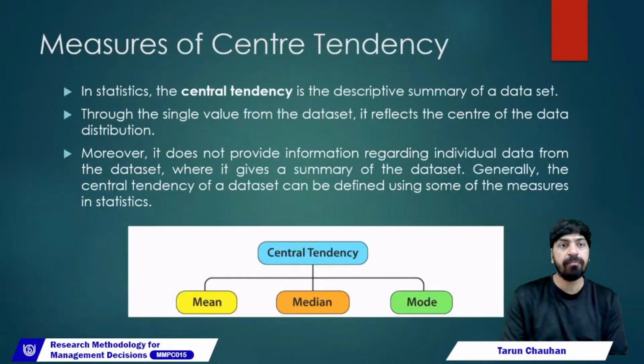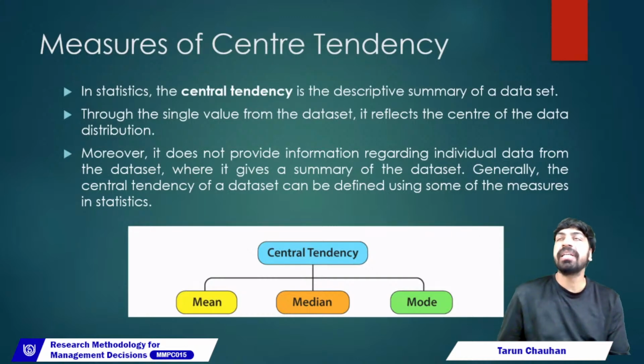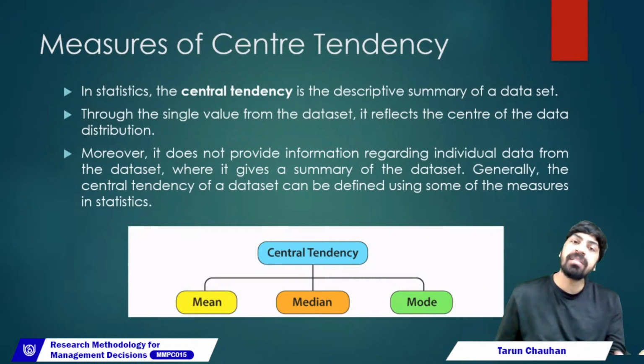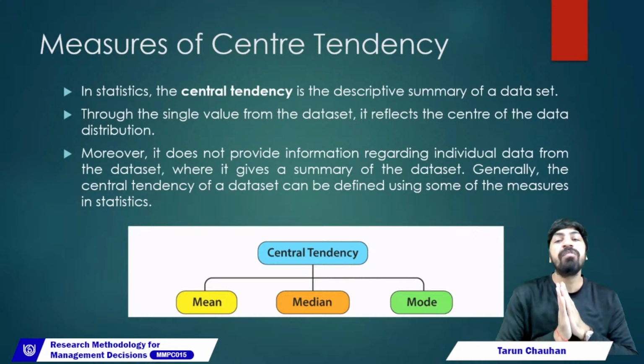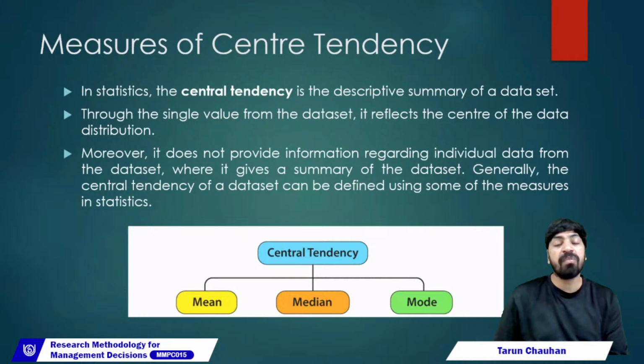Measures of central tendency. In statistics, central tendency is the descriptive summary of a data set. Central tendency is one of the measures of statistics which is always shown in a descriptive manner. It is a single value from the data set that reflects the average or the center of a data distribution. It does not provide information regarding the individual data from the data set. It also gives the summary of the whole data set.